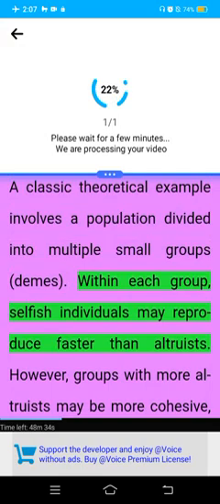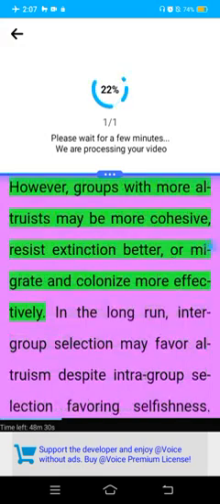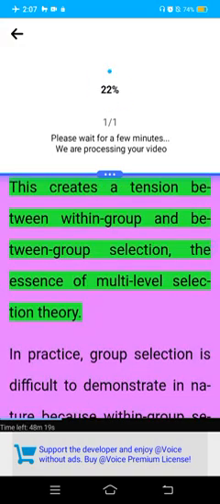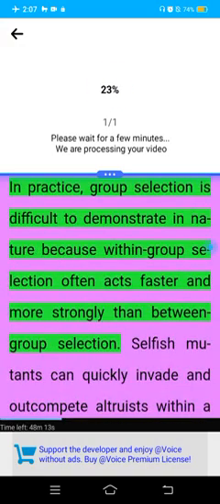Within each group, selfish individuals may reproduce faster than altruists. However, groups with more altruists may be more cohesive, resist extinction better, or migrate and colonize more effectively. In the long run, intergroup selection may favor altruism despite intragroup selection favoring selfishness. This illustrates the tension between within-group and between-group selection, the essence of multi-level selection theory.